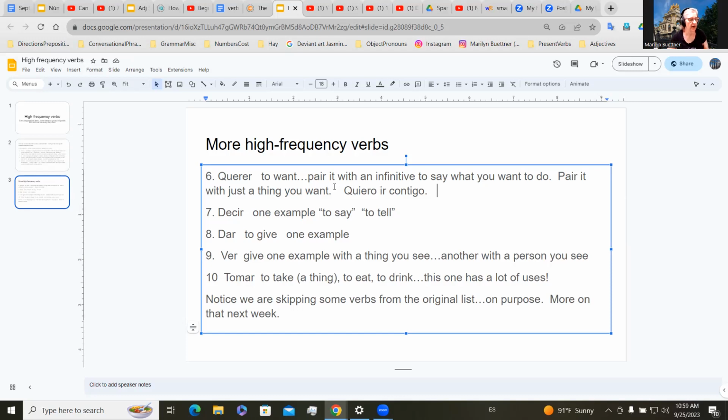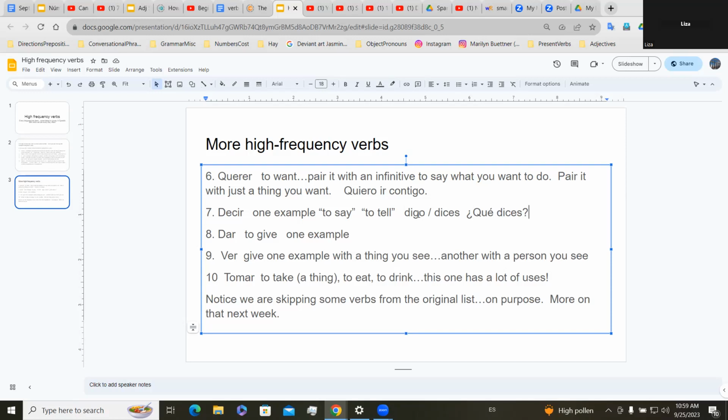Bueno, okay. Decir, to say or tell. This one is a tougher one because it goes to digo, dices, right? You want to ask somebody, hey, what are you saying? Because you didn't hear them and you want them to repeat. ¿Qué dices? What are you saying? ¿Qué dices? ¿Sí?